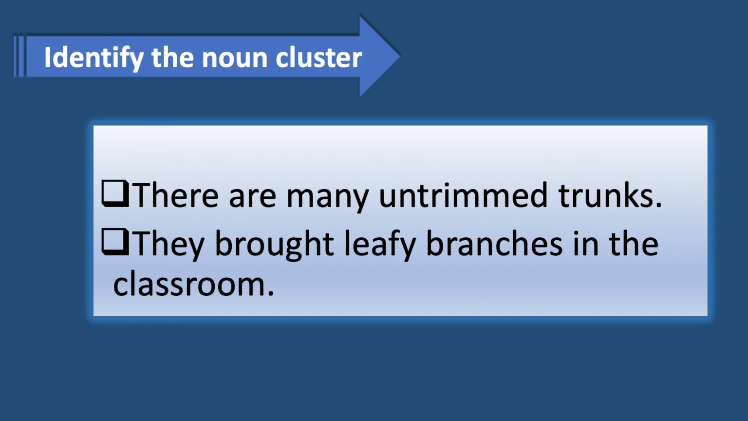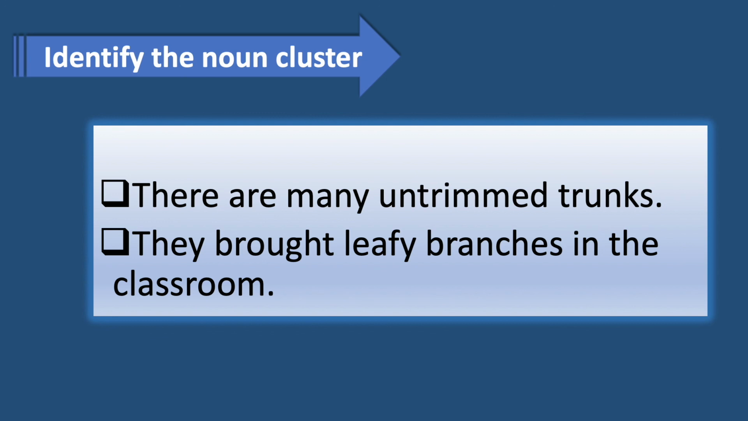Now let us try to identify the noun cluster in the first sentence. There are many untrimmed trunks. You have to bear in mind that a noun cluster contains the noun head word and other parts of speech such as adjectives or verbals. So here our noun cluster would be untrimmed trunks. Untrimmed is our verbal and trunks is the noun head word because it is the one being described as untrimmed.